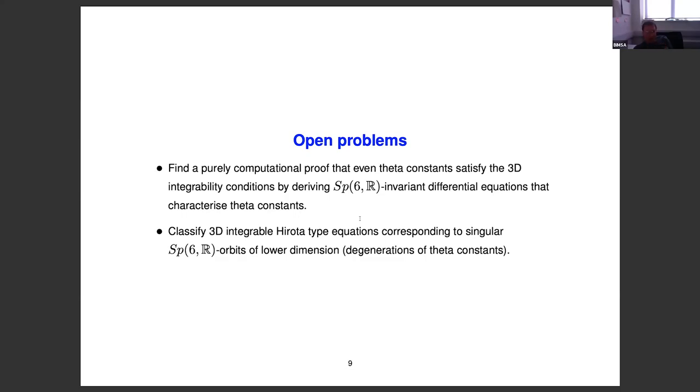Because generic is expressed in terms of theta constants, and the previous ones are all either elementary functions or just modular forms of one variable. They're all non-equivalent, all right? So it would be interesting to classify degenerations of this open orbit, the degenerations of theta constants. All right, so this is it about Hirota equations, and let me move on to Lagrangians, where I will show you some more explicit formulas.